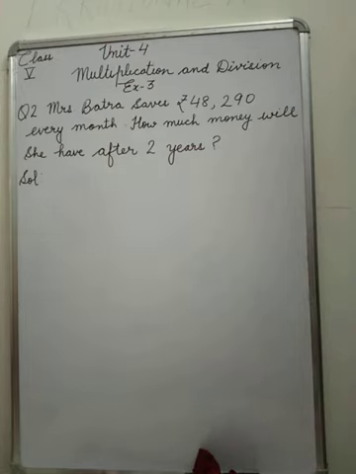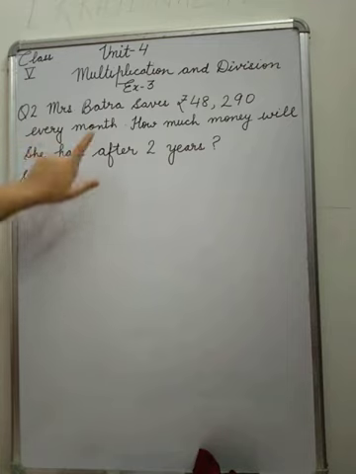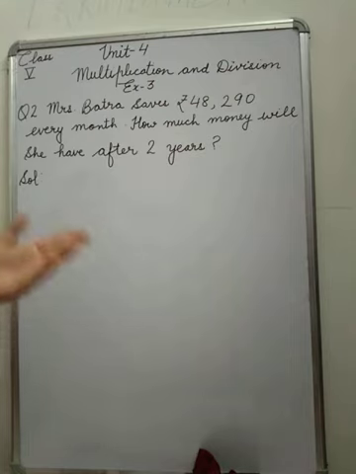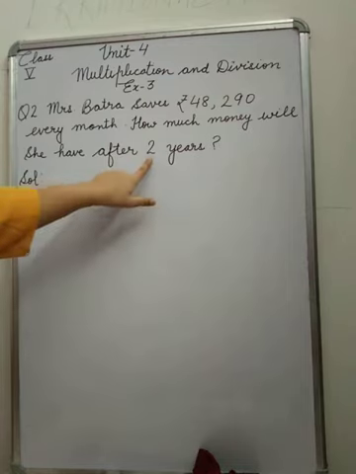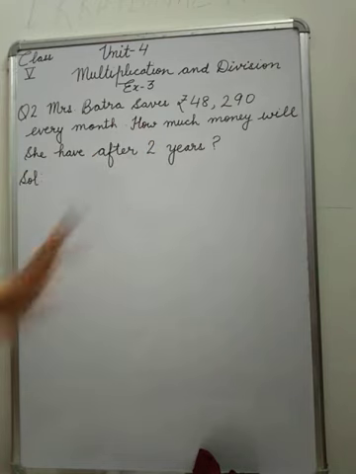Now see, in this question they are saying Mrs. Batra saves rupees 48,290 every month. Every month means in 1 month she is saving this much amount of money. In the second month again she is saving that much amount. In this way she is saving for 2 years. So how much money will she have after 2 years?